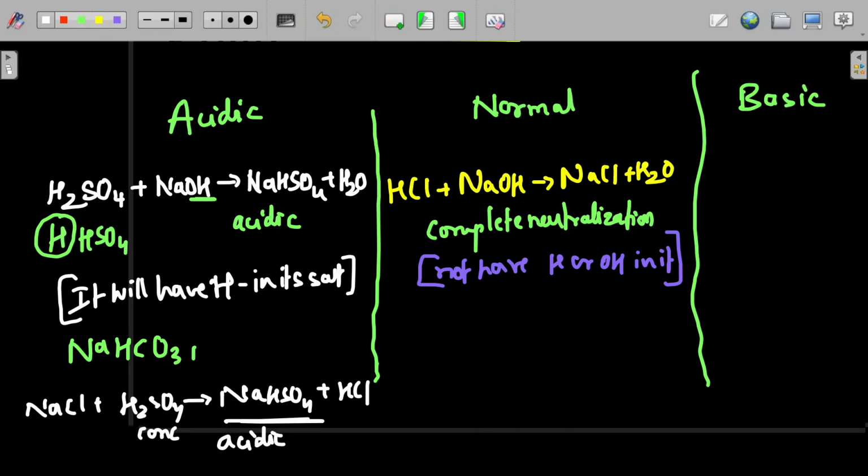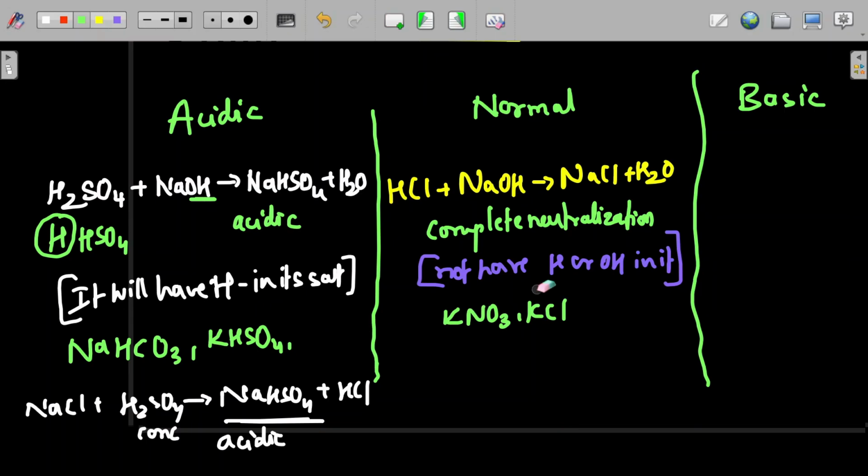See, it doesn't matter what reaction we are using, but what is the nature of the salt we are getting, that is important. So if there is H in the salt, then it is acidic. How do you know it is a salt? Salt always contains metal. Along with the metal, if you have any H, then it is acidic, say KHSO4. KCl, KNO3 are all normal because there you don't have any other H or OH.